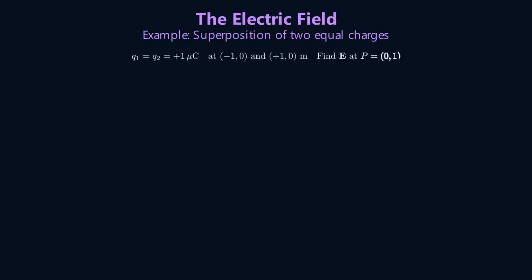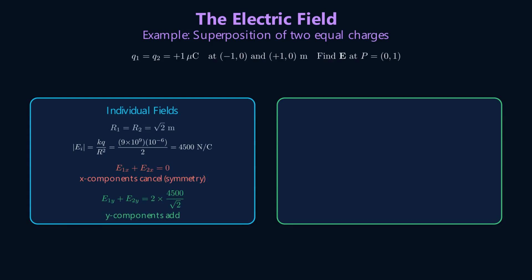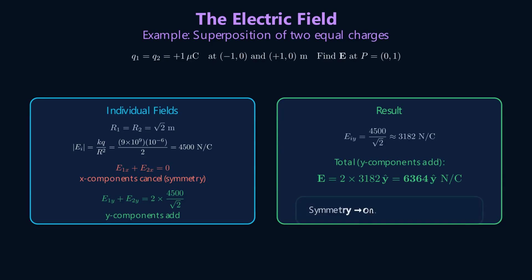Two equal charges, each plus 1 microcoulomb, placed at minus 1, 0 and plus 1, 0 meters. Find E at point P equals 0, 1. The distance from each charge to P is the square root of 2 meters. Each field has magnitude k times 10 to the minus 6 over 2, which is 4,500 newtons per coulomb.